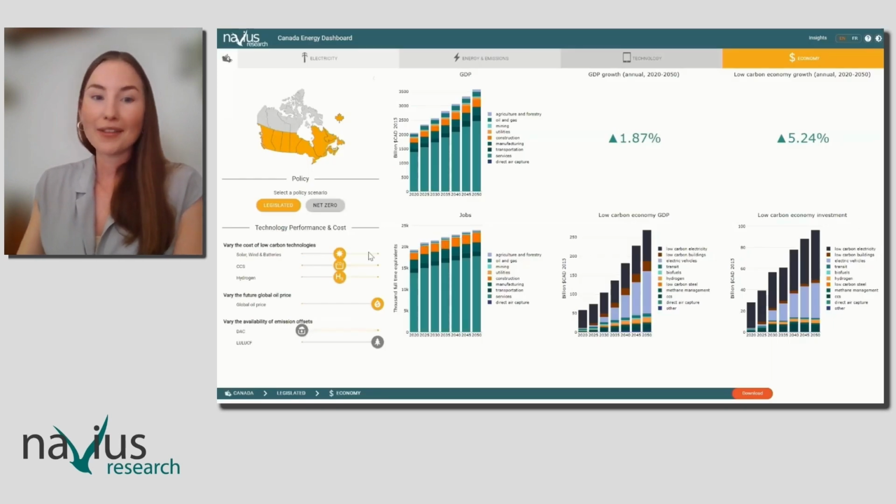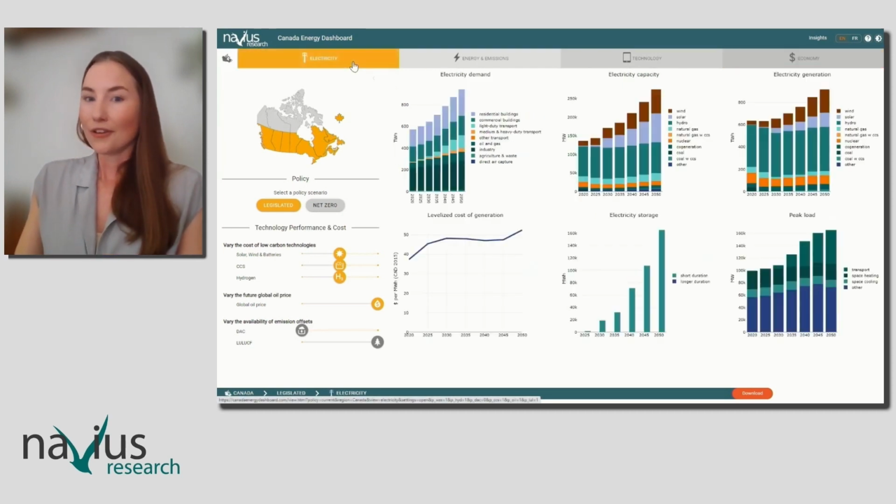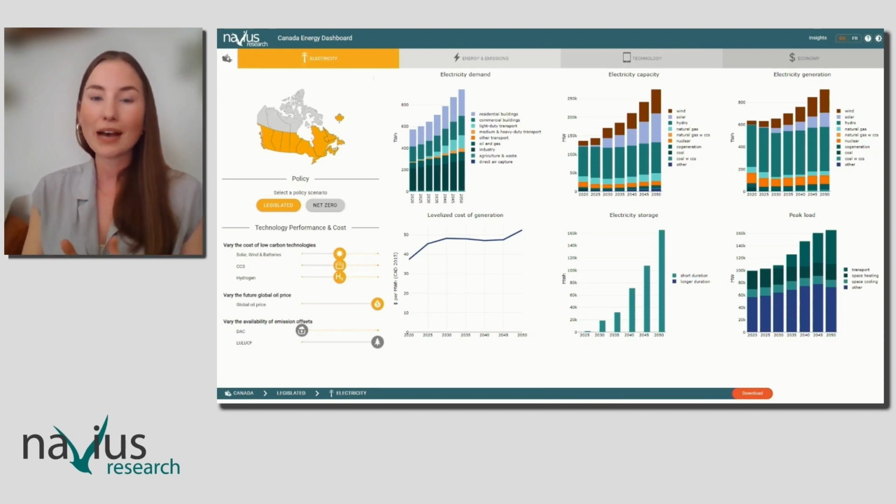Okay, so now that we have our bearings, let's go back to some of those questions that I said this integrated model can help us answer, and I'll use those to demonstrate how you can use the dashboard. The first question we can answer is, what role does electrification play in Canada's net zero future? We know that in a net zero future, electricity demand is expected to increase as we electrify our economy, and this is something we can explore using the dashboard.